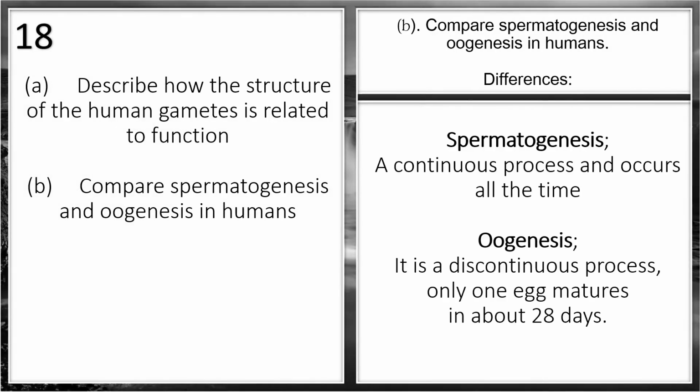Spermatogenesis is a continuous process and occurs all the time, meaning that when it starts, it does not stop, it is always continuous. Whereas oogenesis is a discontinuous process. Only one egg matures in about 28 days, so oogenesis occurs periodically. It is not continuous.